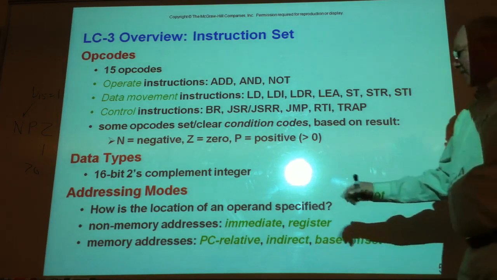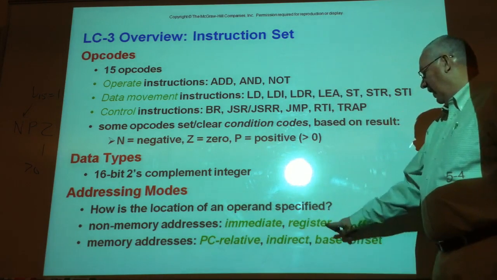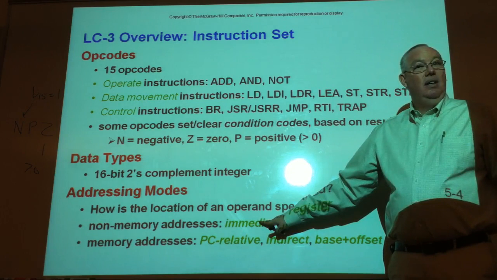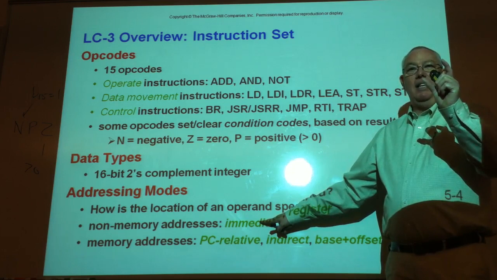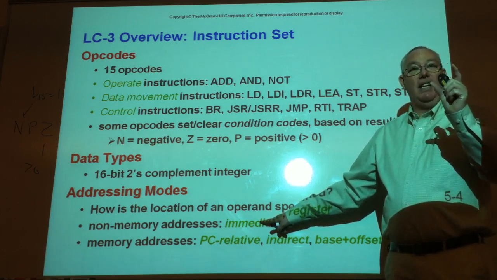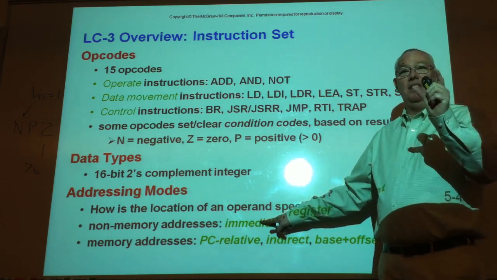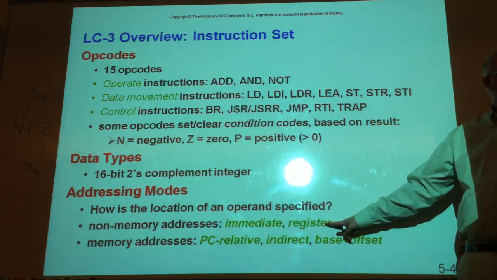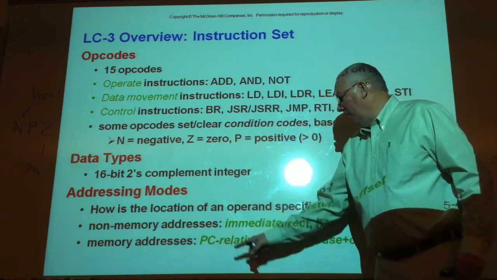Okay, addressing modes, let's look at this. Non-memory addressing: we have immediate addressing and register addressing. Does everybody know what immediate addressing means? It's within the instruction. It's one of the operands, so I can't get to the whole memory, because it's under 16 bits, since it's inside the instruction and the instruction's only 16 bits. Register, I can address as a register, so I can address all memory with that one, because a register is 16 bits wide.